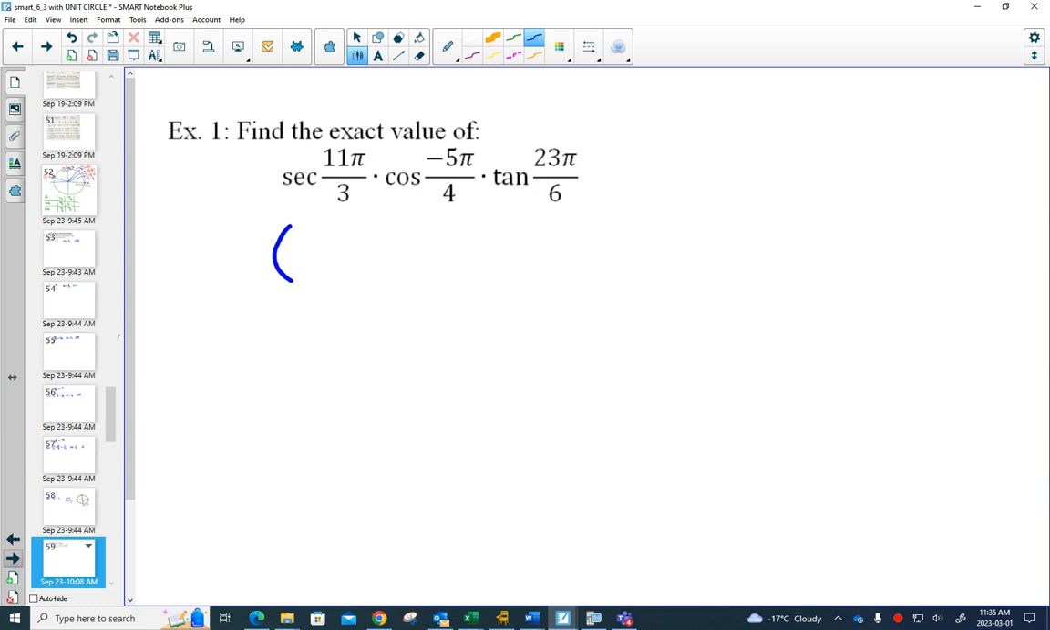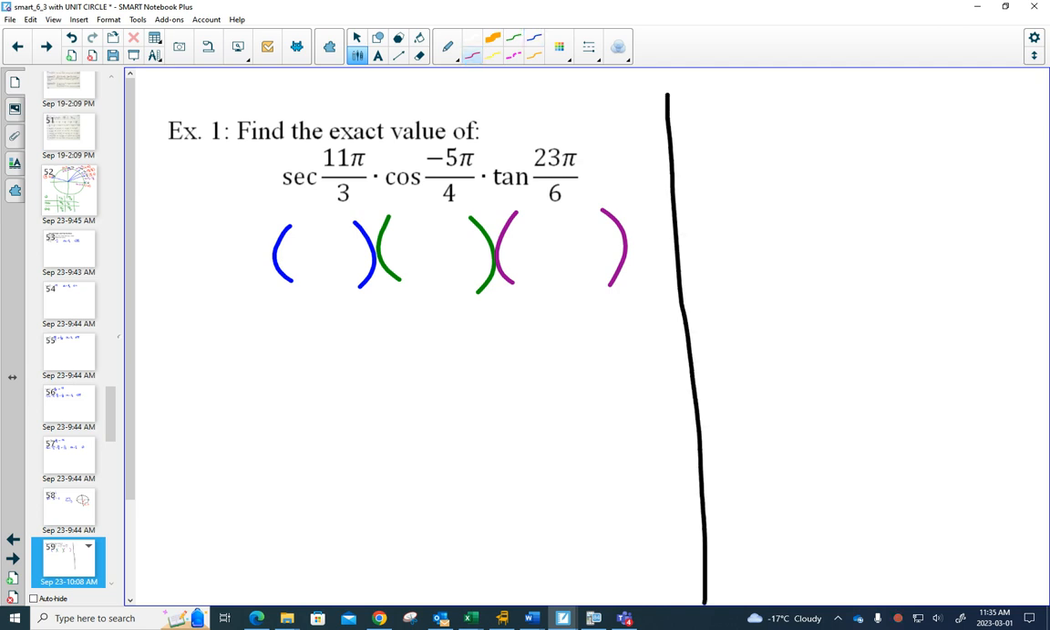We're going to figure out secant of 11 pi over 3, put that answer in blue. We're going to figure out cos of negative 5 pi over 4, I'm going to put that one in green. And I'm going to do tan of negative 23 pi over 6 and do that one in purple. I'm going to draw a line here. I'm going to do my work off to the side and then just put the answer in the bracket. So starting with blue, I'm going to figure out secant off to the side here of 11 pi over 3.